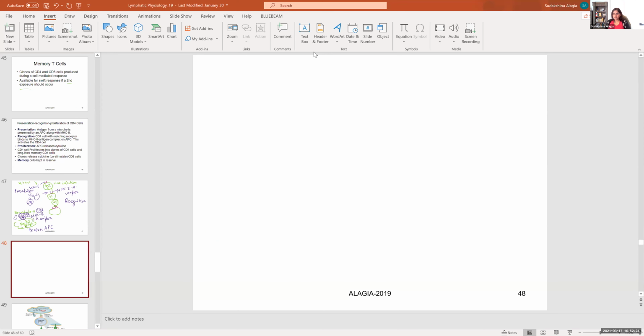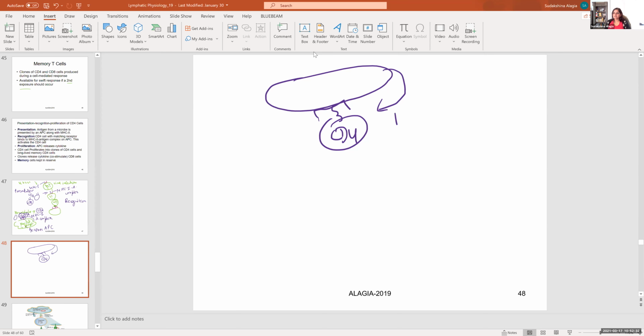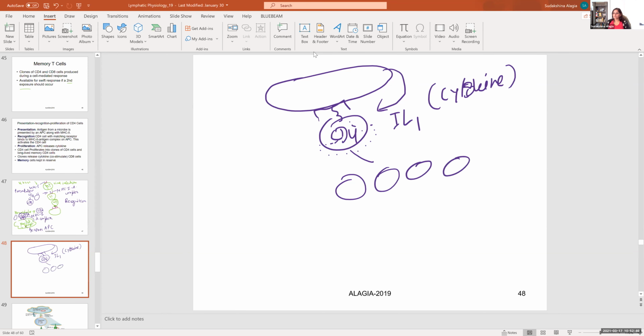So MHC2, antigen complex, CD4, this APC starts secreting a cytokine known as interleukin 1. This is a cytokine. Who is it meant for? CD4. So interleukin 1 molecules taken by CD4. CD4 will detach and clone, proliferate.